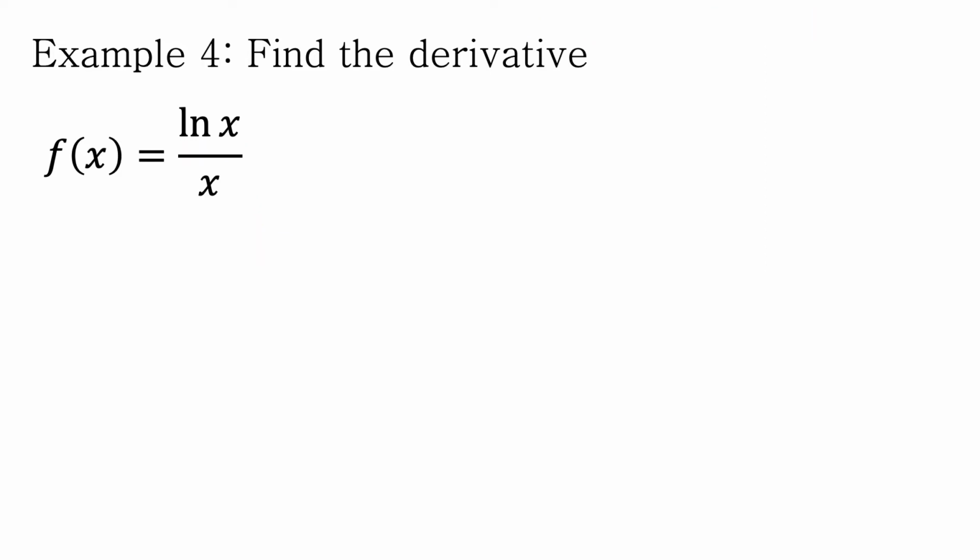Okay, and I bet you guessed it. In example 3, we saw the product rule. In example 4, we're going to take the derivative of a function f of x equals the natural log of x divided by x, which means in order to take this derivative, we're going to have to bring back an old friend, the quotient rule.